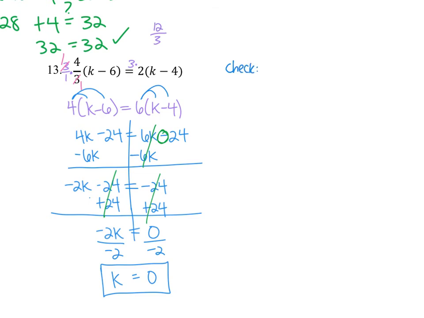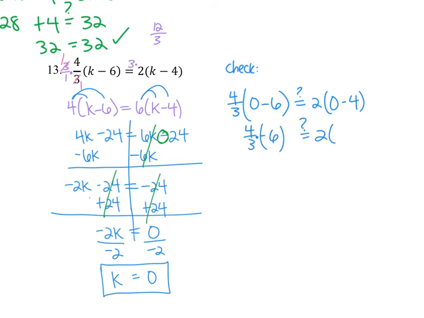So we're going to check this answer in the very original equation with the fractions. So 4/3, and then in parentheses, our k, which we're saying is equal to 0, so 0 minus 6, is that really equal to 2 times our k, which is 0, minus 4? So be careful here. We have to do what's in parentheses first because we don't need to distribute, since we know what the numbers are. So 0 minus 6 is negative 6, and don't forget, we're multiplying that by 4/3. Is that really equal to, again, we're multiplying by 2 there, and we need to do 0 minus 4, which is negative 4. So it's going to be 2 times negative 4 on the right side, which is negative 8.